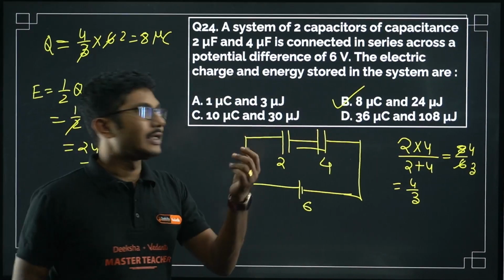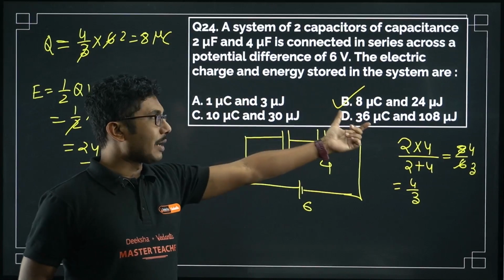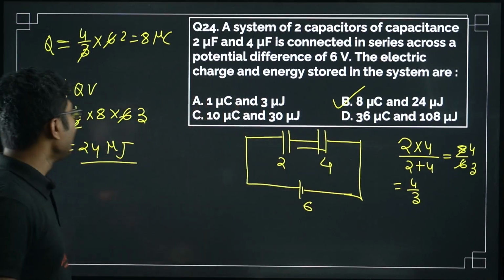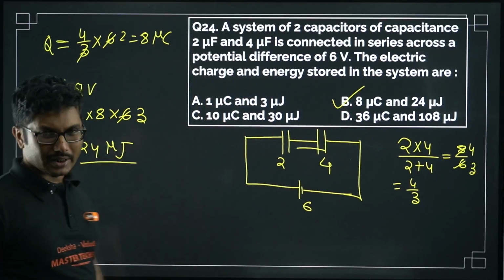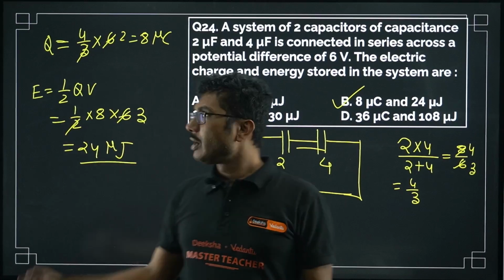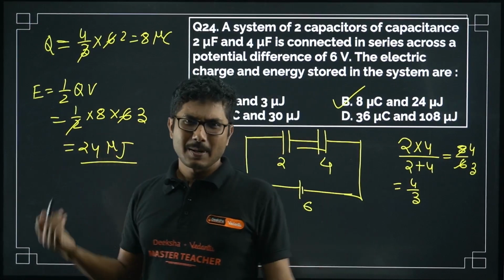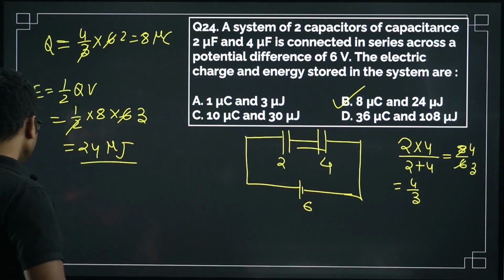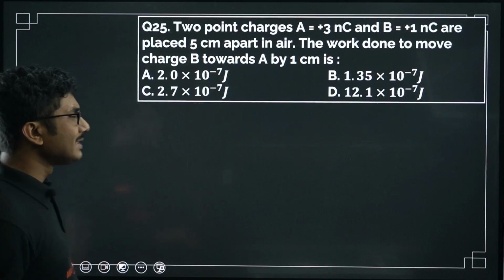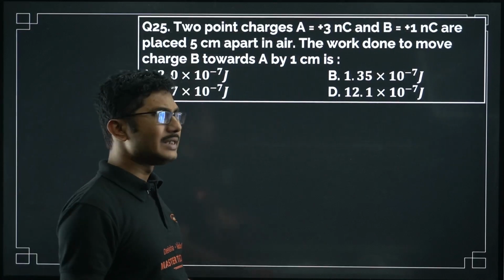In case they give you the same capacitors, you have to know how to find the energy as well. So half CV square is okay, you can use half CV square as well, but QV is easier since Q is already calculated. If only energy is required, then half CV square would be easier.